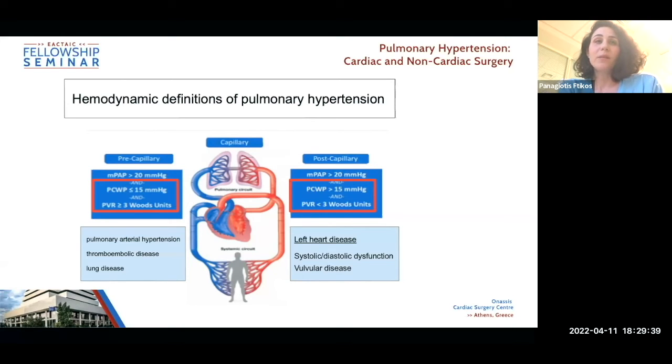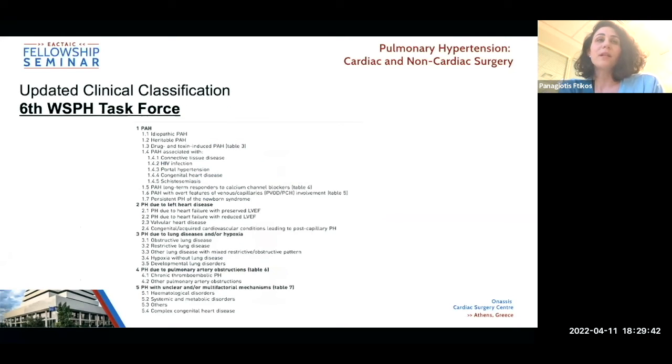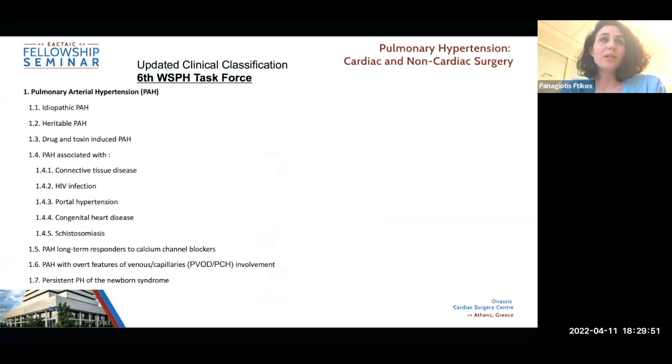Now, apart from this hemodynamic definition, here comes the updated clinical classification of pulmonary hypertension by the 6th World Symposium into 5 groups. And if we cut it into pieces, we have group 1, pulmonary arterial hypertension. This group was updated by the 6th World Symposium in order to include new drugs and toxins associated with pulmonary arterial hypertension, such as amphetamines and methamphetamines and some other drugs. And they also added 2 more distinct groups.